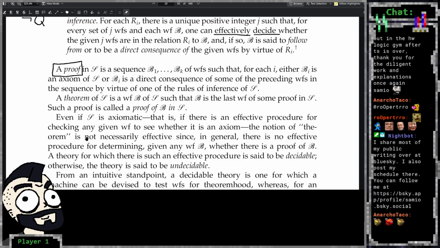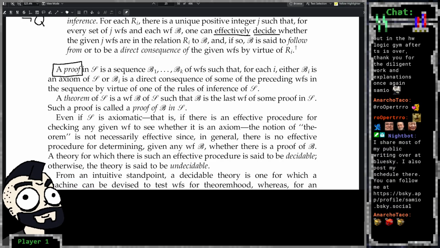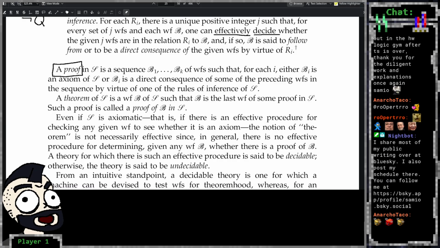let us move on. A theorem of the system is a well-formed formula of the system such that the formula is the last well-formed formula of some proof in the system. Such a proof is called a proof of beta in the system. So, we get theorems by analyzing the axioms of the system through our set of rules. Any formula that we get by just merely applying rules to our axioms is therefore a theorem.